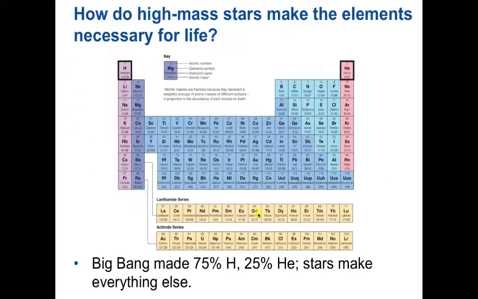So what about the high mass stars then? Thinking about what they're going to produce, let's go back and remember what the Big Bang produced. About 75% of it was hydrogen, about 25% helium, and maybe just a trace amount of other things like lithium. So here's lithium right here, element number 3. So hydrogen and helium were produced in the Big Bang itself.